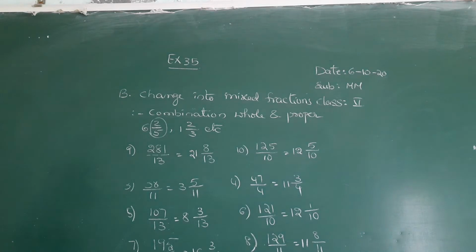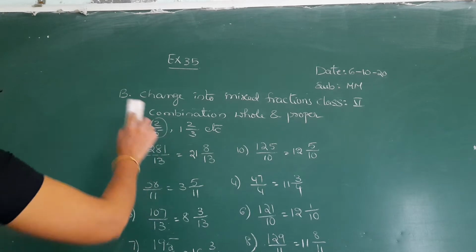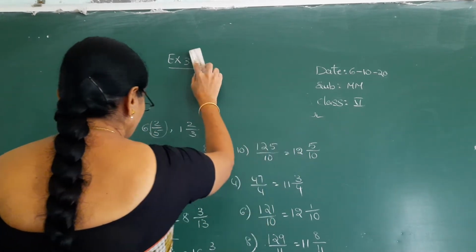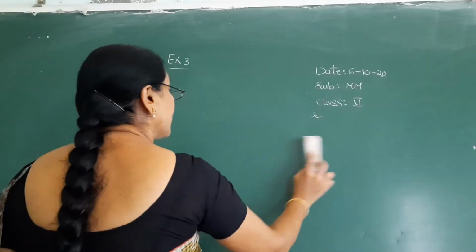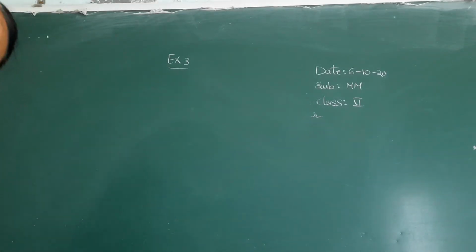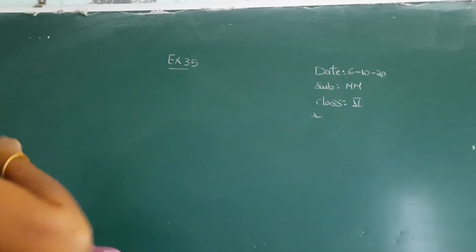So this is the method to convert the improper fractions into mixed fractions. Next go for exercise 36. Already you did these models in 4th class also in fractions chapter. Okay. See the next exercise 35.